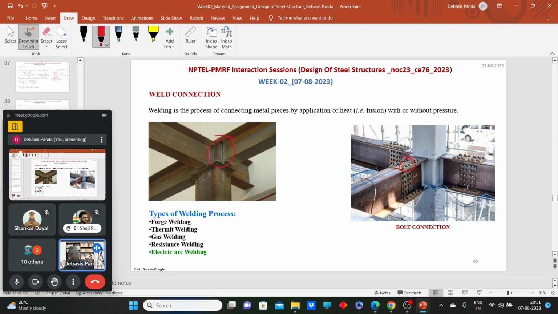Secondly, for the bolted joint, we need cover plates, packing plates, all these things.